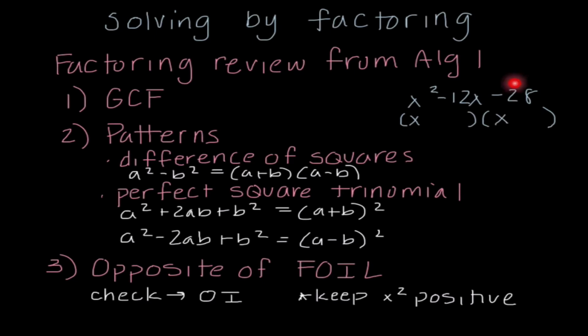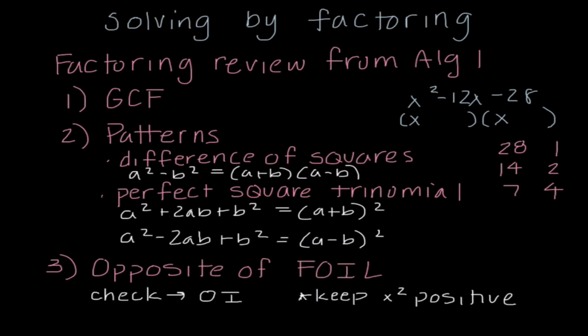Now I need to think, what are factors of negative 28? So I am going to go ahead and list them. We can do 28 and 1. Obviously 1 would be negative, 1 would be positive. We could do 14 and 2. I could do 7 and 4. And I think that's about it.